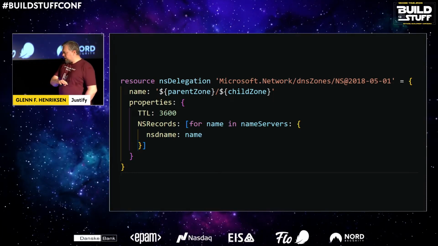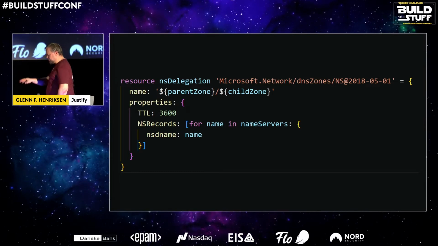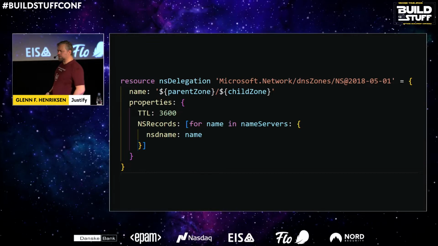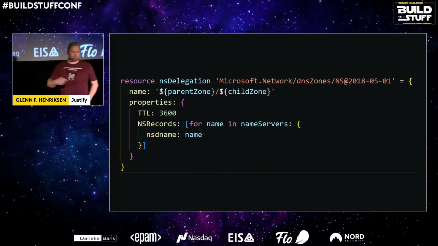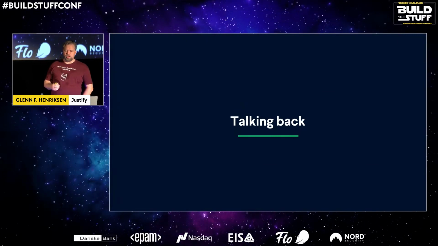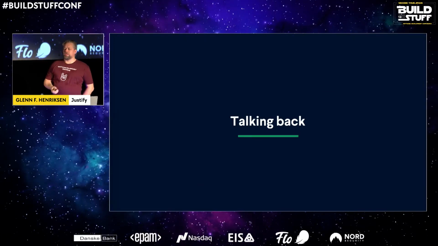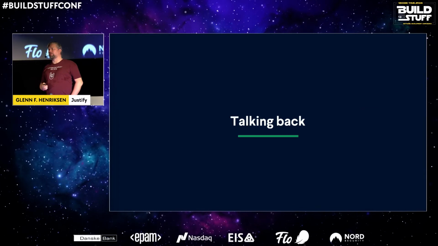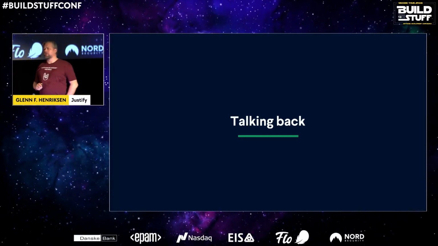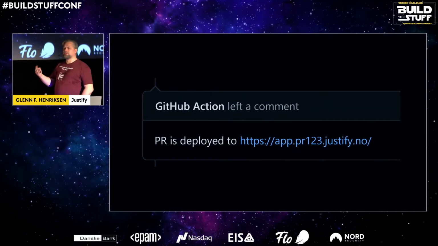So now we have our services deployed on existing infrastructure. It has data and has a domain name we can access. Now it's time to start giving that information back. So what we can do is we use the GitHub Script action to post comments back to the PR with the URL of the fresh deployment.